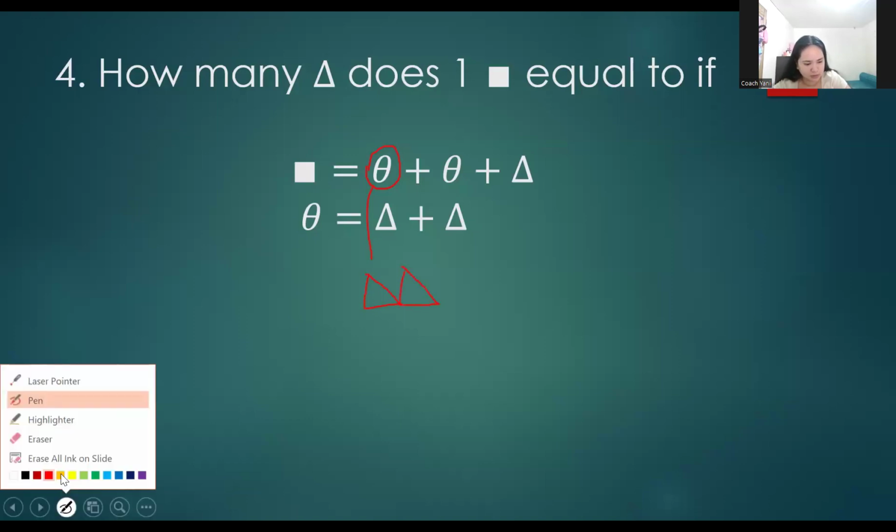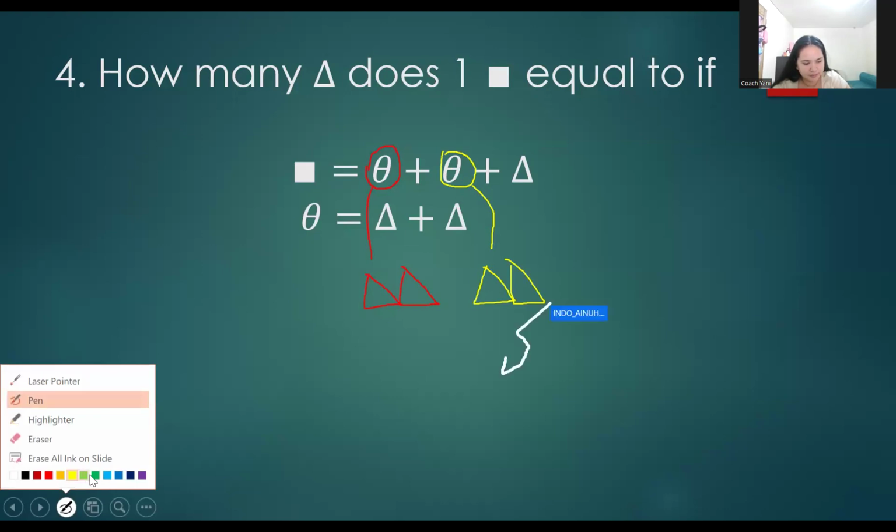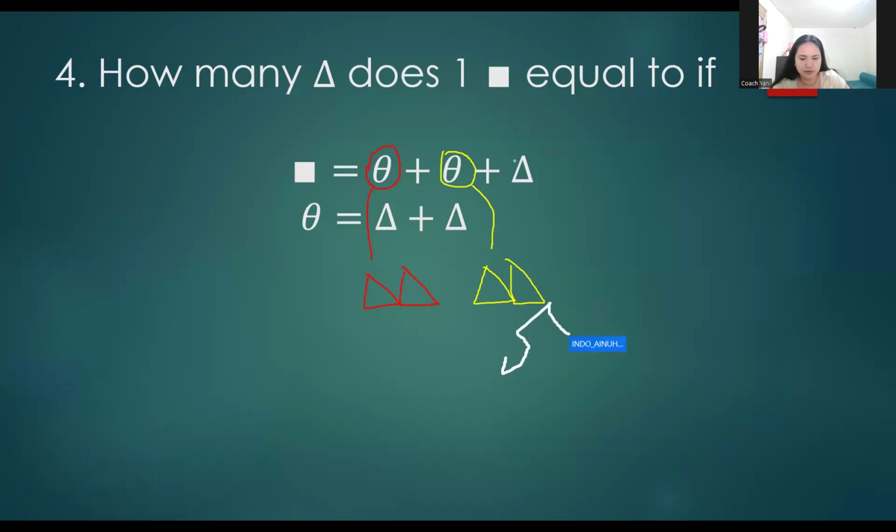And then let me choose another color. And then we replace this one. It would be another 2 triangles, right? And then we just add this one. Can you please stop annotating on the slides, please? Unless I tell you. Thank you. Okay, and then this one. So you just have to count how many triangles this is. This is equal to 5 triangles.